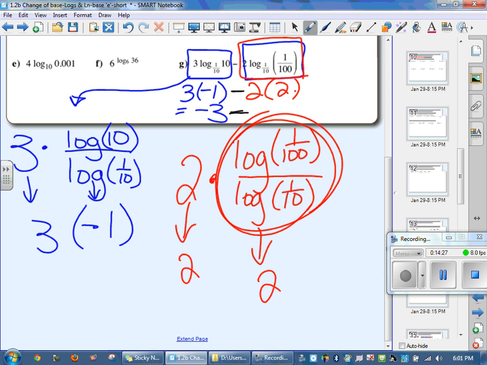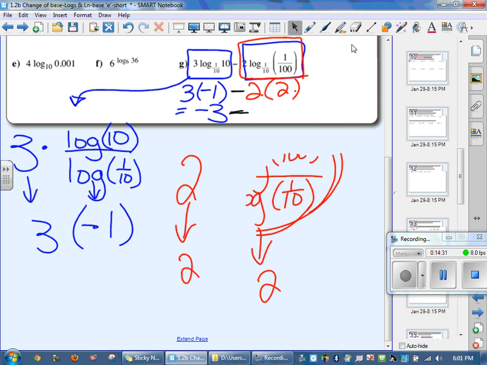So that means my final answer here, when I solve the expression, I have the left-hand side subtracting the right-hand side. So I've got -3 subtracting -4, -3 subtract 4 is going to give me a total answer of -7. So that whole expression solves to be -7.